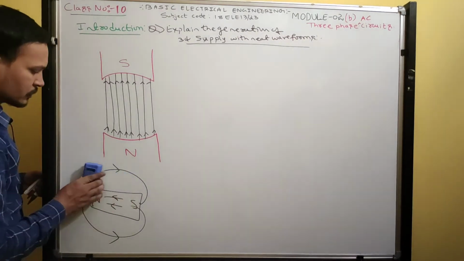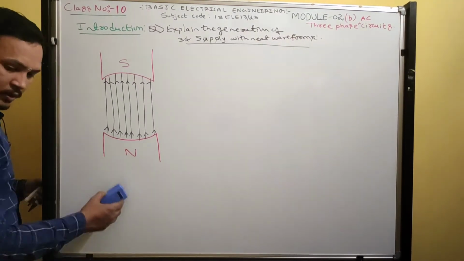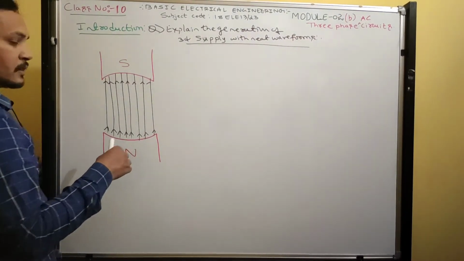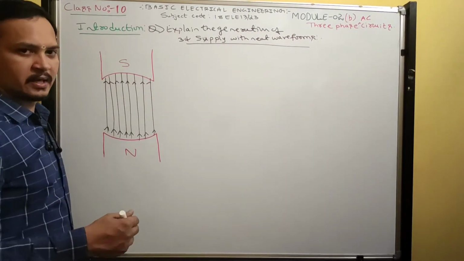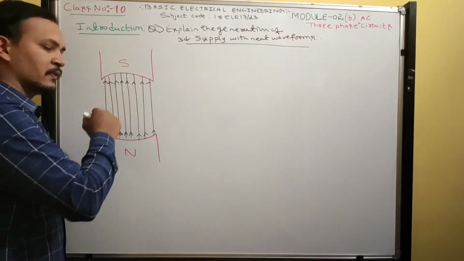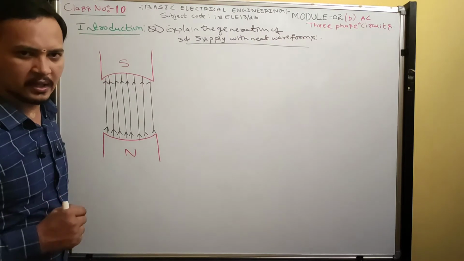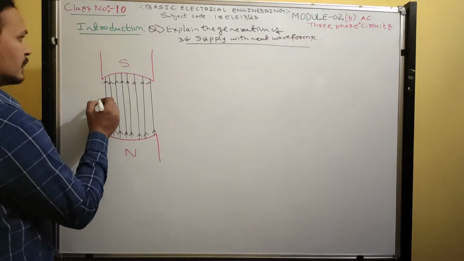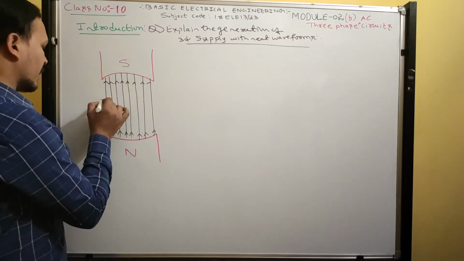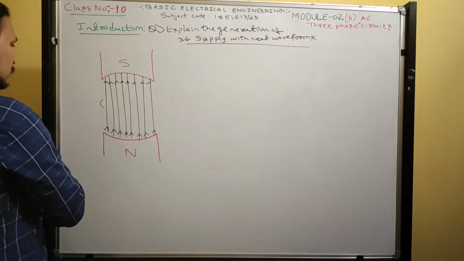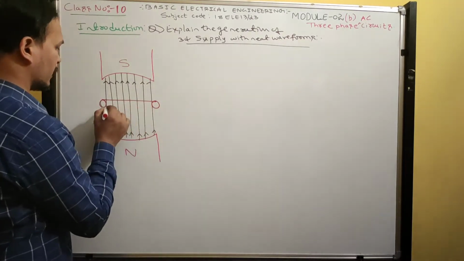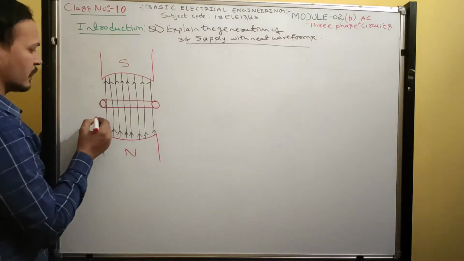Now we know that we can generate power whenever a conductor cuts the flux. Whenever a rotating conductor cuts the flux, you will get an induced quantity. So that we can write. Since we are discussing three-phase supply, there are three windings. One is nothing but the R-phase winding.